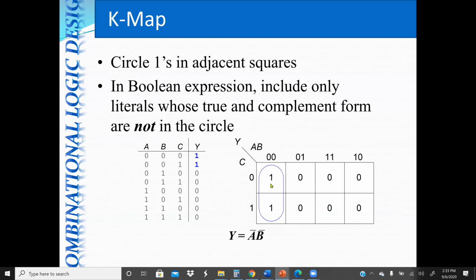But here it's very straightforward. So we see the adjacent circle. So that's what we say: circle ones in adjacent squares. So we see the adjacent squares over there. So we circle 1 and 1 here. So when I circle 1 and 1, Y will be A invert, B invert.